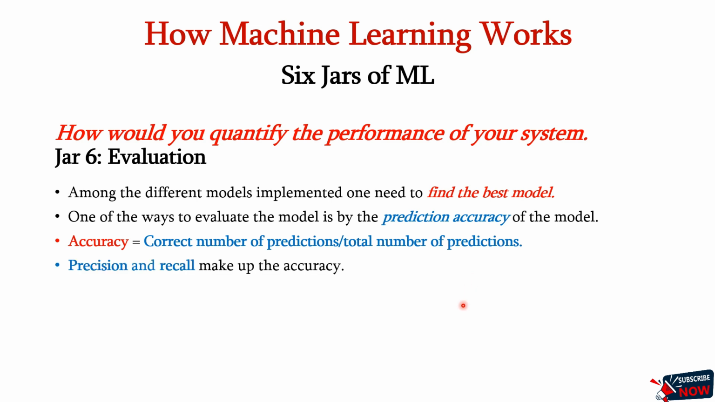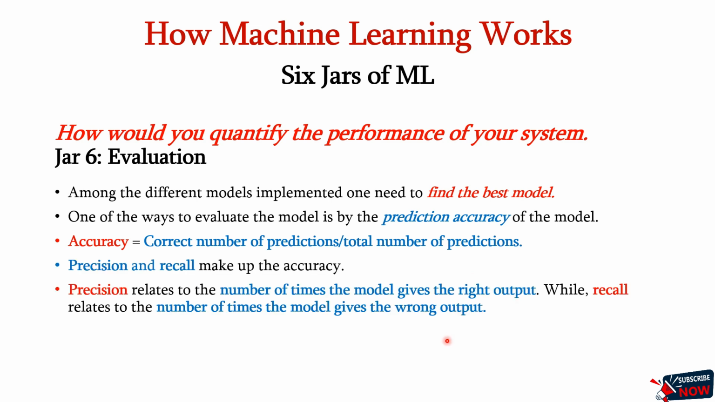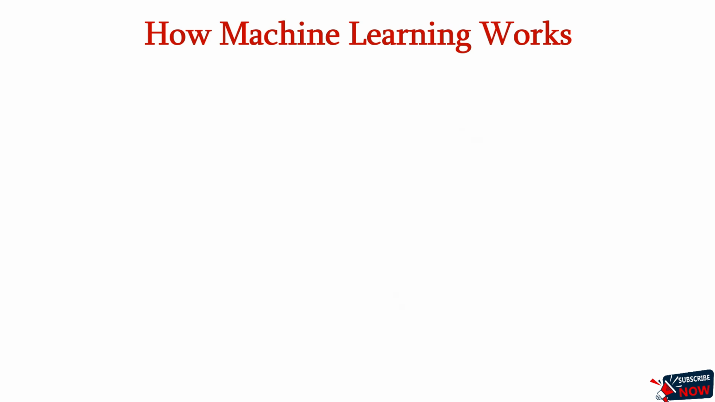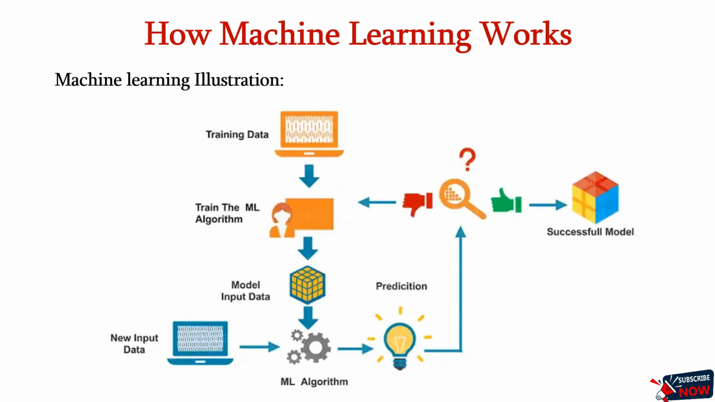Precision and recall make up the accuracy. Precision relates to the number of times the model gives the right output, while recall relates to the number of times the model gives the wrong output. The evaluation is always done on the test data instead of training data. So thus we have seen about 6 jars in machine learning. Now let us see the diagram which illustrates the concept of machine learning.